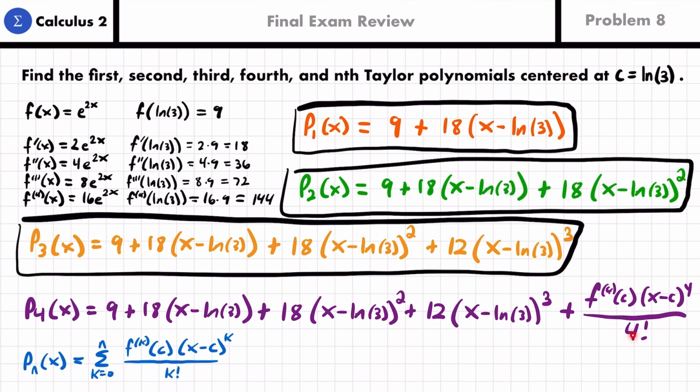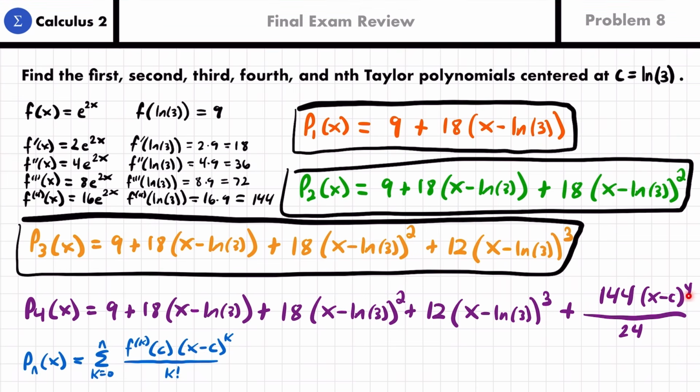Now 4 factorial is 1 times 2 times 3 times 4, which is 24. So that denominator is 24. So I'll write that in there. And then the fourth derivative evaluated at c we found was 144. So replacing that with 144, we get this.